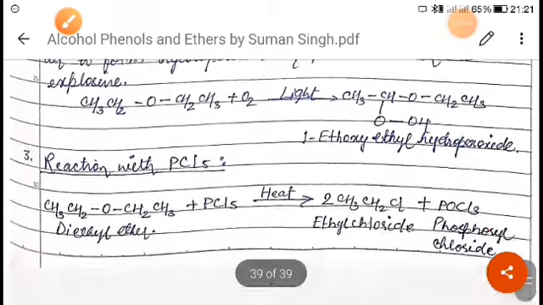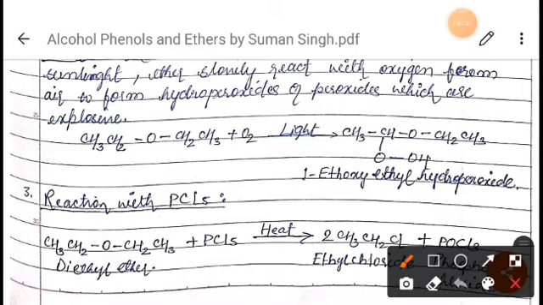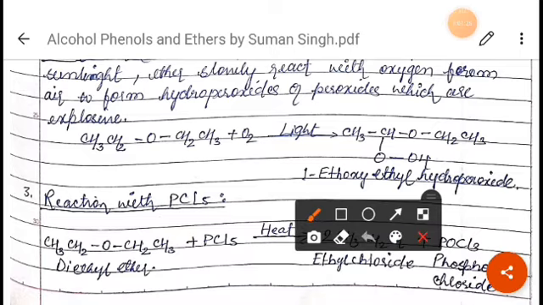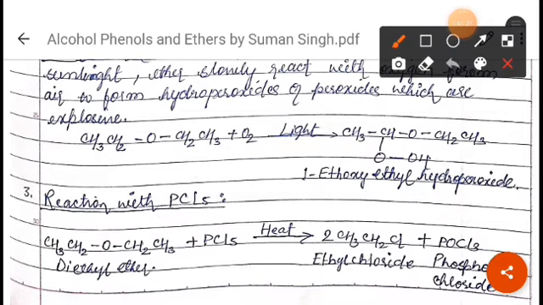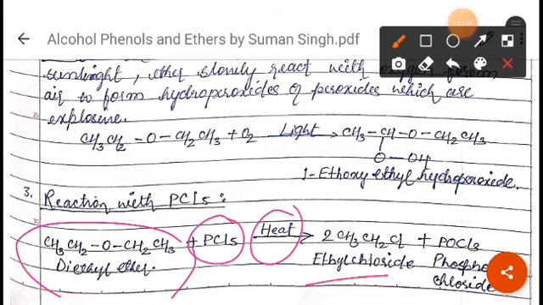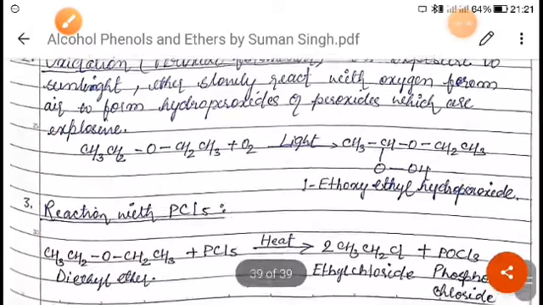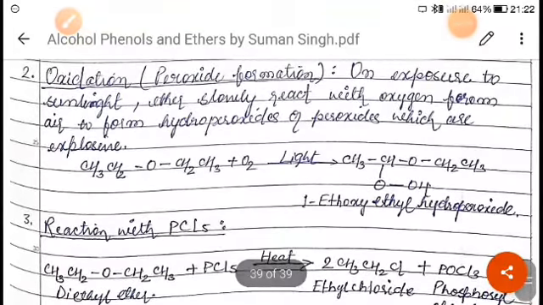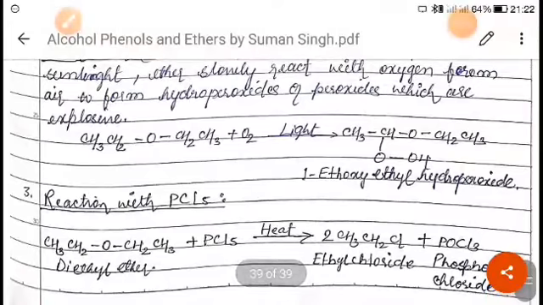Now again, the last one, the reaction with PCl5. This is the last from your syllabus point of view. Here, when we take dimethyl ether and react it with PCl5 on heating, what will we get? Methyl chloride will come out from here, and we will get phosphoryl chloride here.